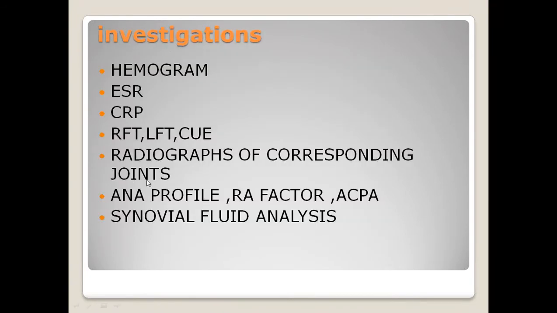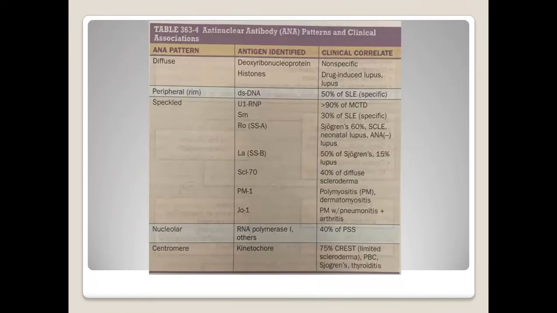So what are the investigations that you want to do? Hemogram, erythrocyte sedimentation rate, CRP levels, renal function test, liver function test, and radiographs, that is X-ray, and then ANA profile and synovial fluid analysis. So the ANA profile is the most important, and anti-nuclear antibody patterns. Each anti-nuclear antibody has different patterns, and that correlates to some clinical condition.